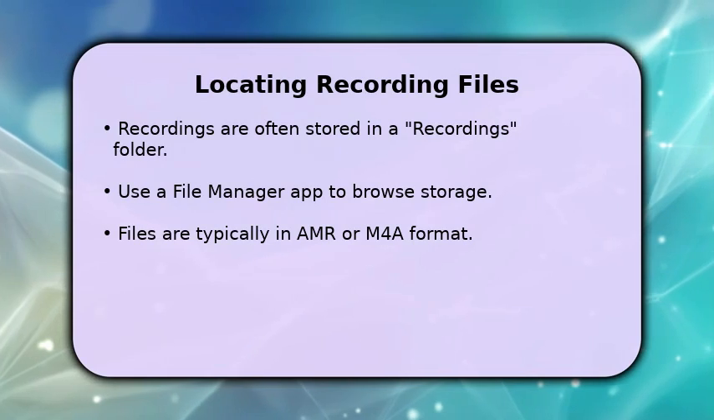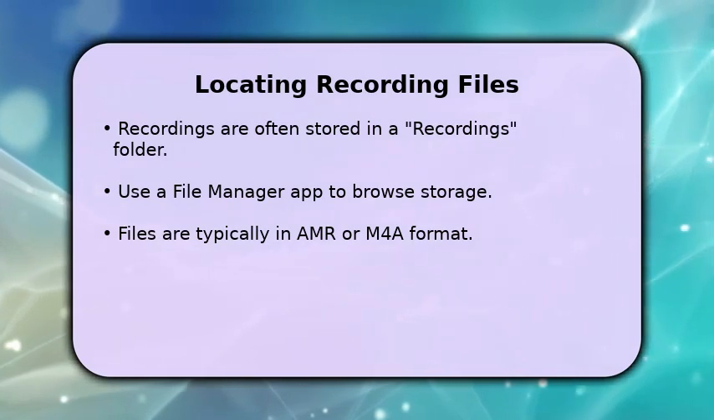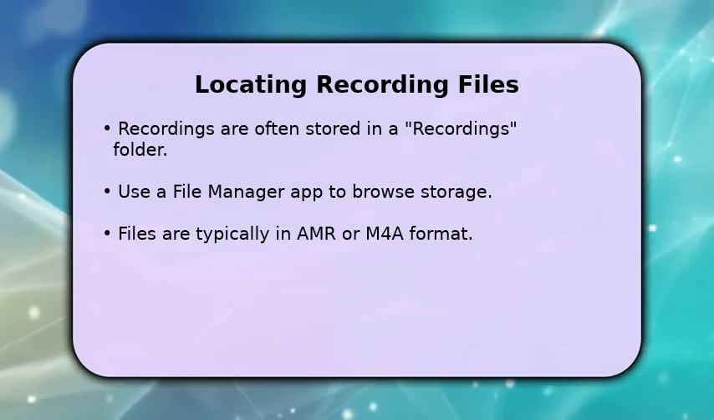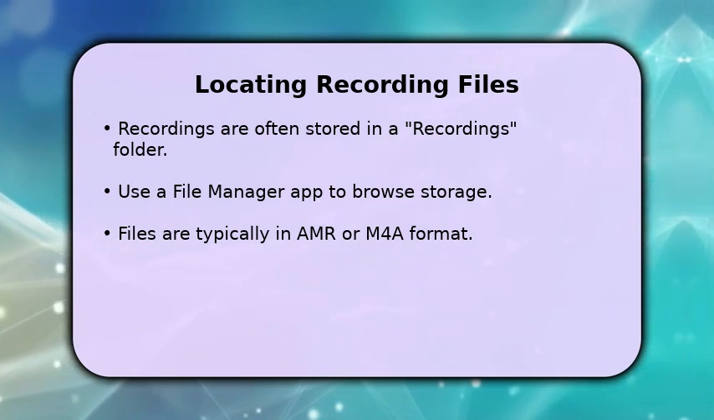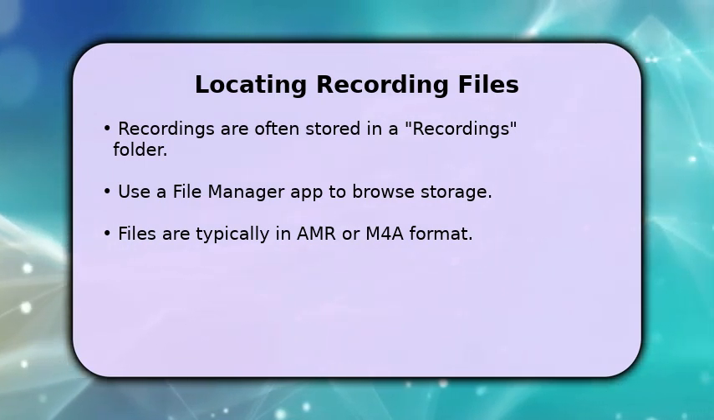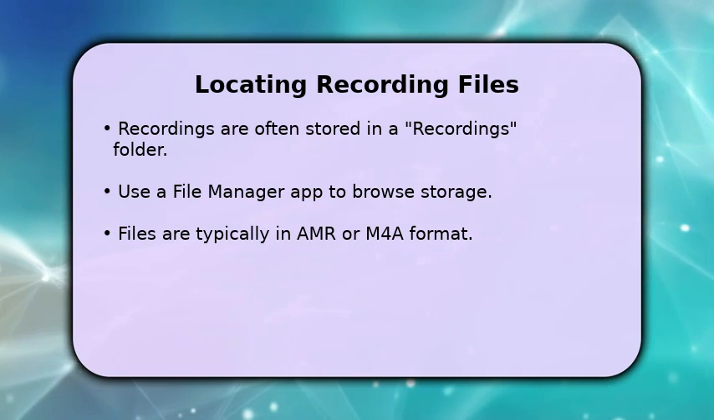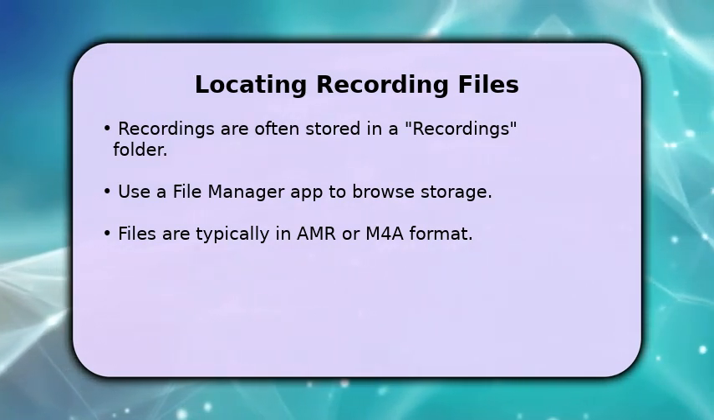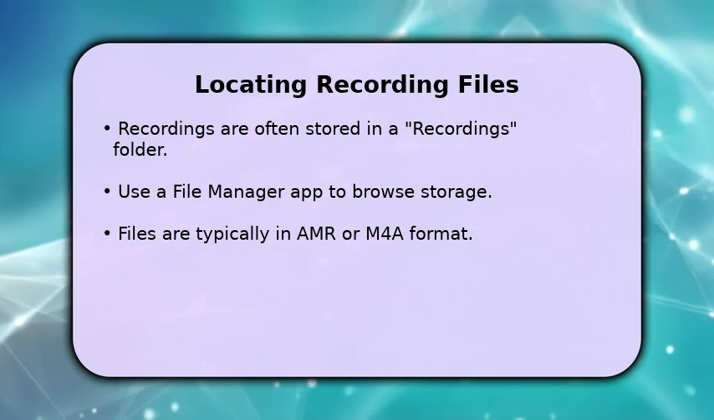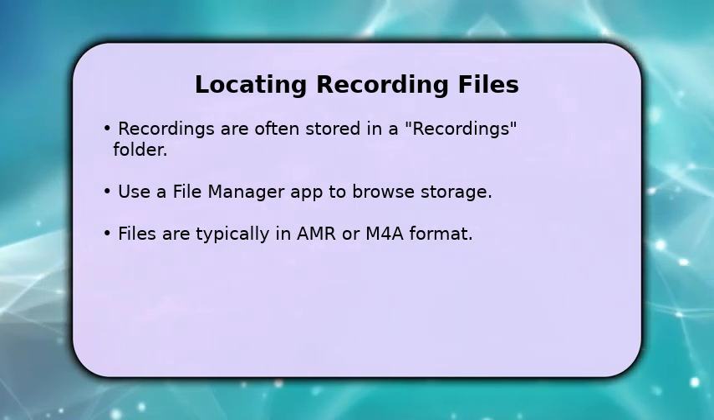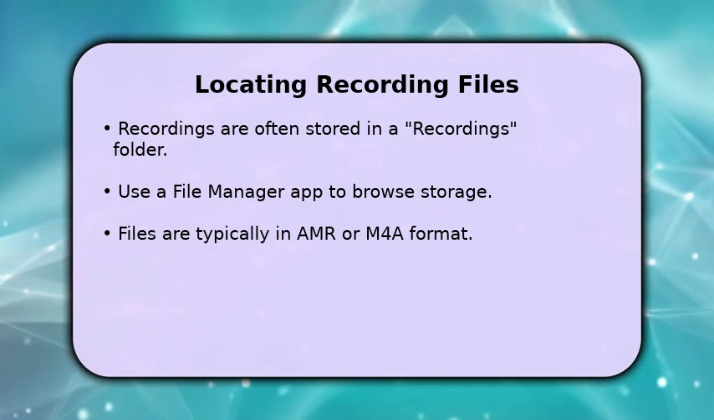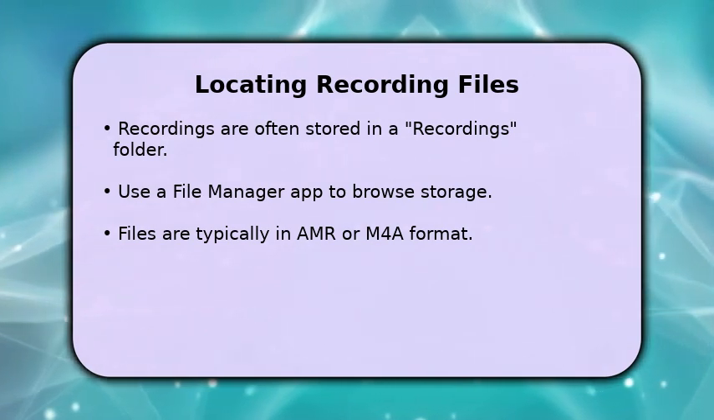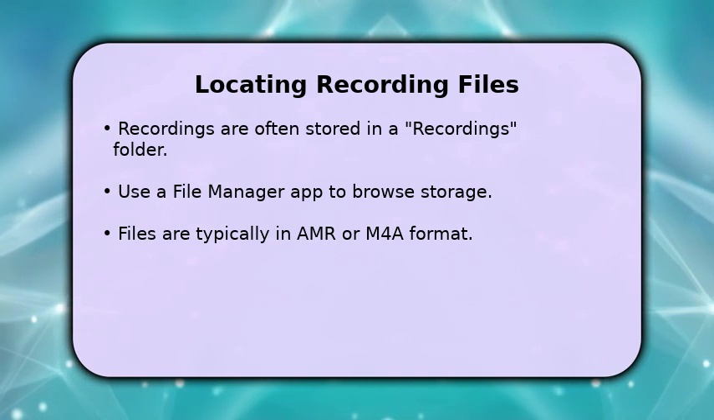If you wish to access the raw audio files, you can find them using your phone's File Manager application. Navigate to your internal storage, and you will typically find a dedicated folder named Recordings or Call Recordings. Inside, you will see your saved conversations, often in AMR or M4A audio formats. These files can then be copied, moved, or transferred to other devices as needed. It gives you full control over your recorded audio.